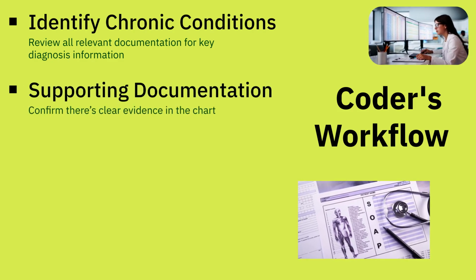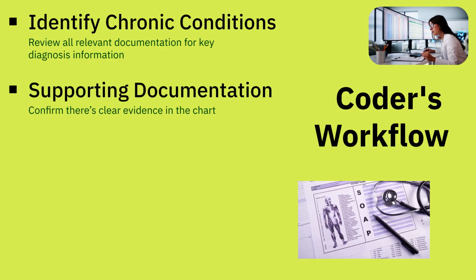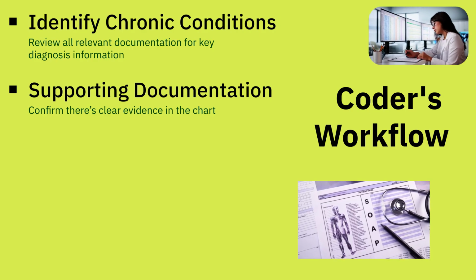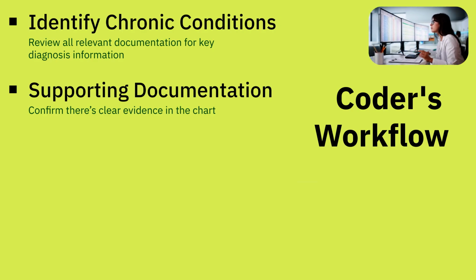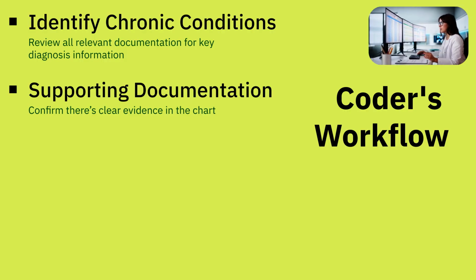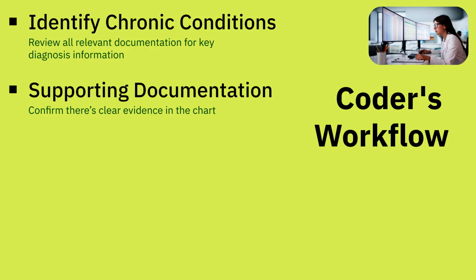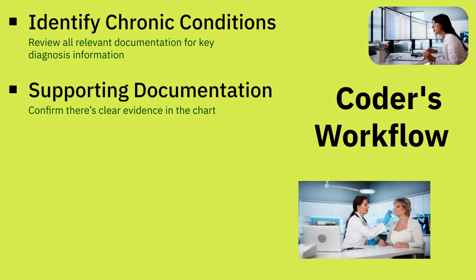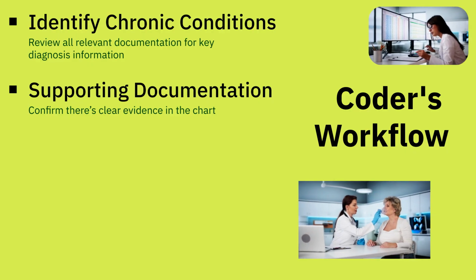Step 2. Find the supporting documentation. Remember that mentioning a symptom isn't enough. You need evidence of active management or clinical findings. For diabetes, look for notes like type 2 diabetes with neuropathy or treatment evidence for neuropathic pain, monofilament testing, or foot exam results. For COPD, check for spirometry, home oxygen prescriptions, or pulmonary consult notes.